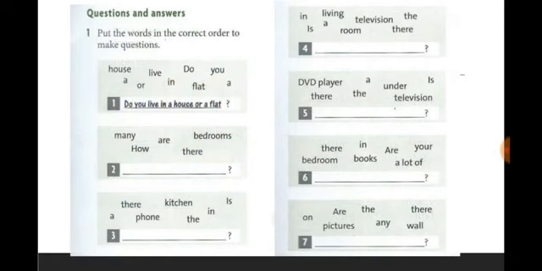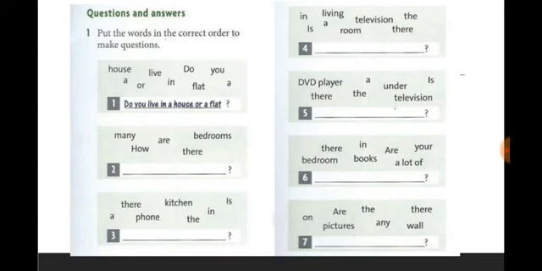Now let us look at this exercise about word order. Put the words in the correct order to make questions. Number 1, we have scattered words. House, a, or live in, do, flat, you, a.